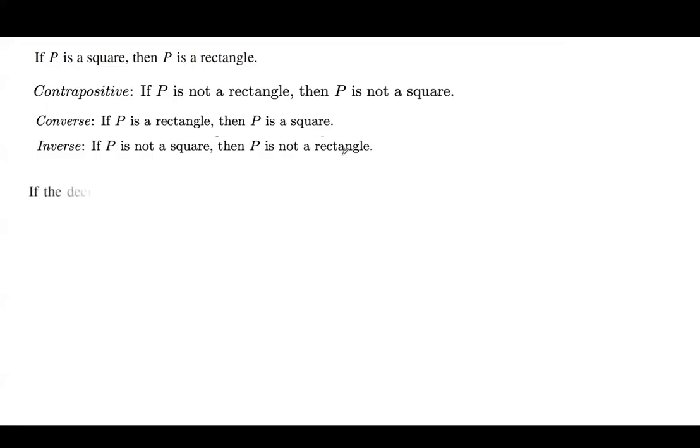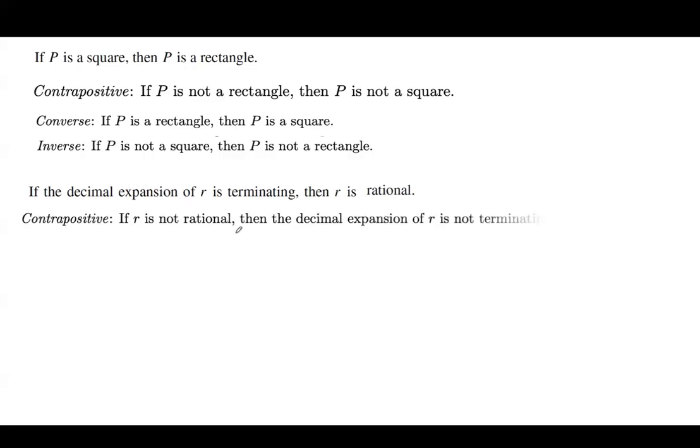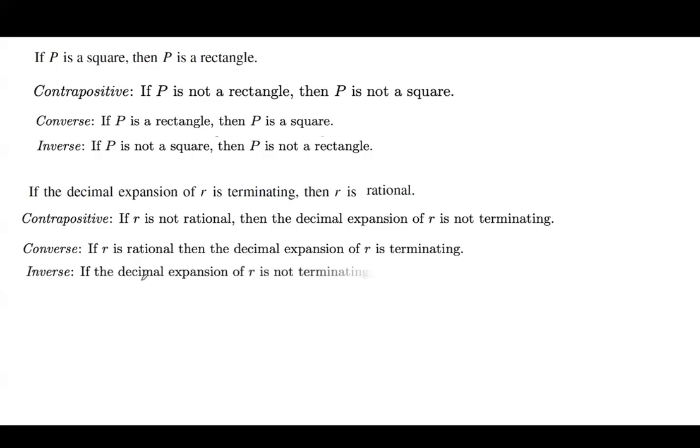Another example for you. If the decimal expansion of R is terminating, then R is a rational number. Well, the contrapositive is if R is not a rational number, then the decimal expansion of R is not terminating. The converse is if R is rational, then the decimal expansion of R is terminating. And finally, the inverse can be written as if the decimal expansion of R is not terminating, then R is not rational.